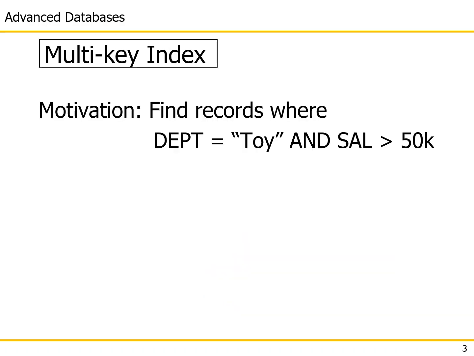Why is this interesting? Well, most of the time you're actually coding queries that have several terms. For example, here: select star from employees where department equal to toy and salary greater than 50K. Now, this type of query is the most common query you would ever write in terms of the selects. In most cases, you're actually querying more than one column at the same time.